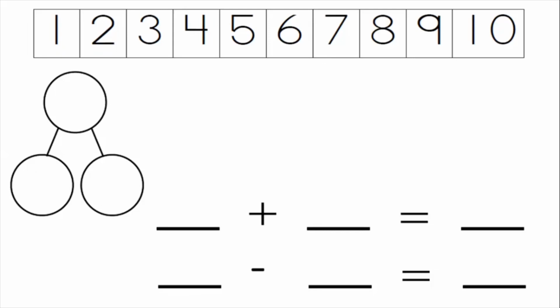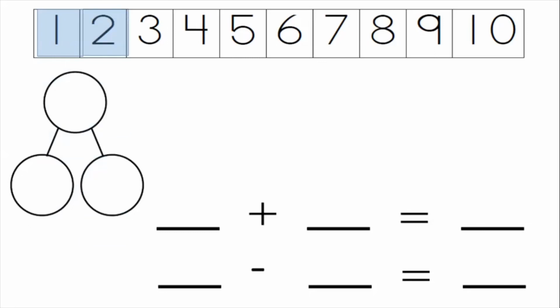Now if I count back, my numbers are going to be less. 10, 9, 8, 7, 6, 5, 4, 3, 2, 1. All right. Let's solve an addition and a subtraction problem using the number path. Let's do this one together and then we'll practice some more.